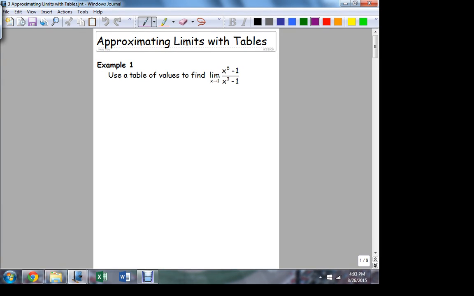Now, what happens if I don't have a graph to look at? What if I don't have a picture that I can see that shows me what's happening as the function runs through its domain? Well, we're going to look at this in a couple of different ways. What I'm going to do right now is use my graphing calculator to solve the problem of the limit of this function as x approaches 1.